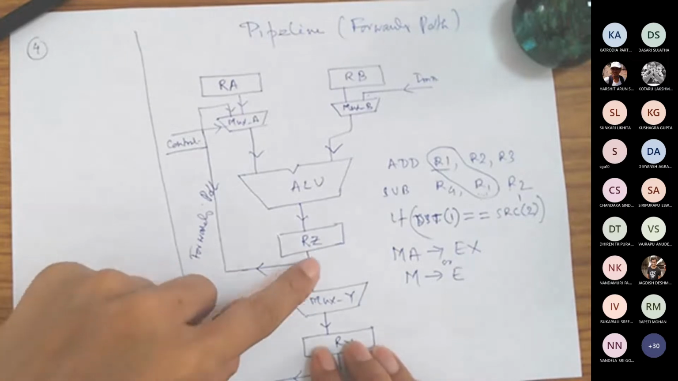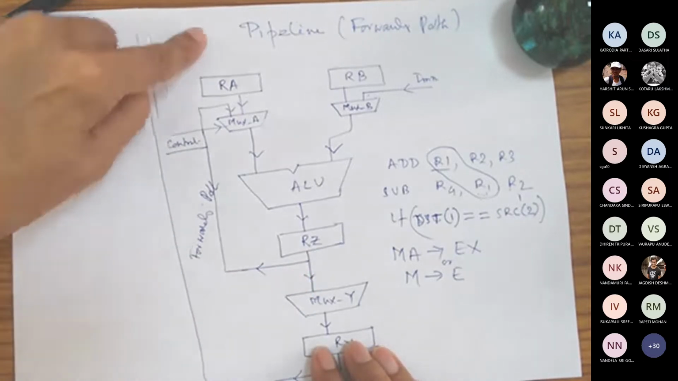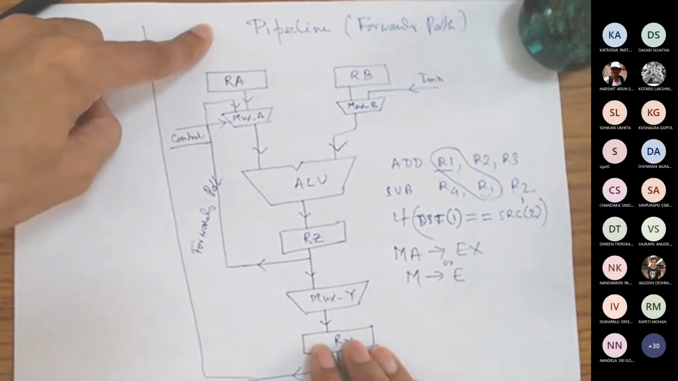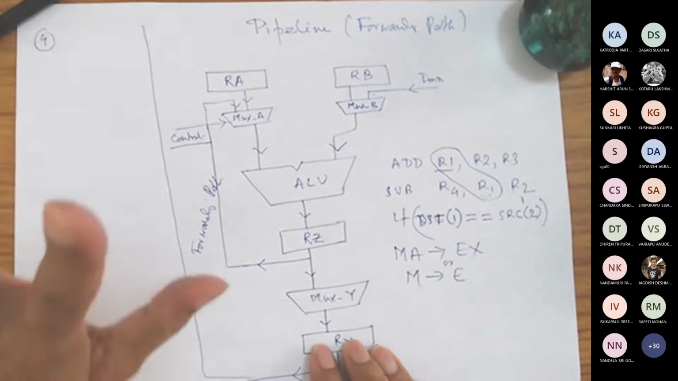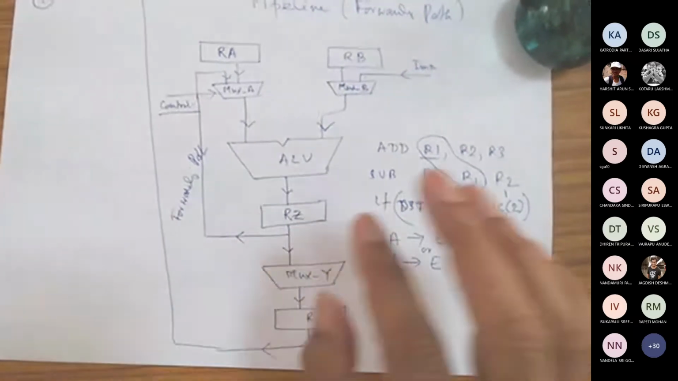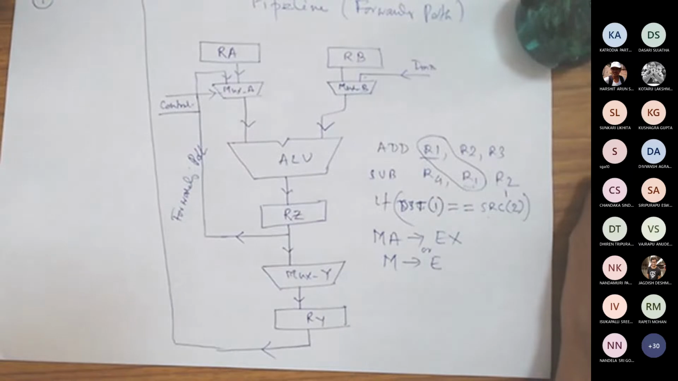If required, this forwarding can be done here also, from memory to decode stage. That I will not discuss today. There are many other forwardings possible depending on the sequence of the instructions, but this is one forwarding which is possible. Let me stop pipelining here. If you have any queries, you can now ask me.